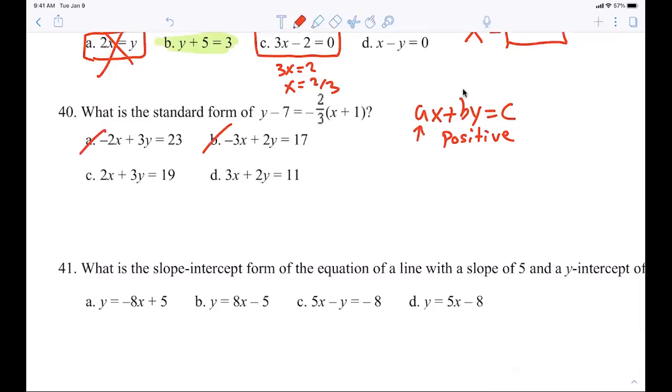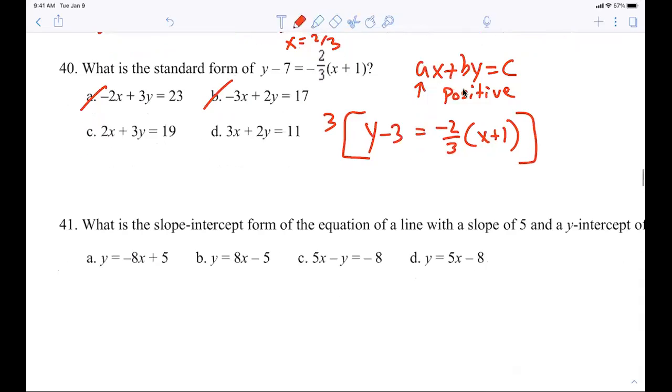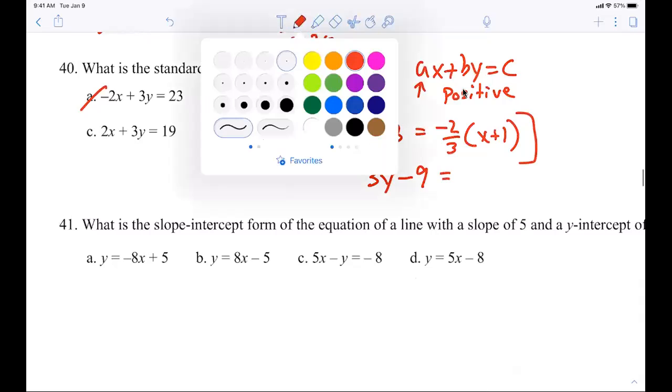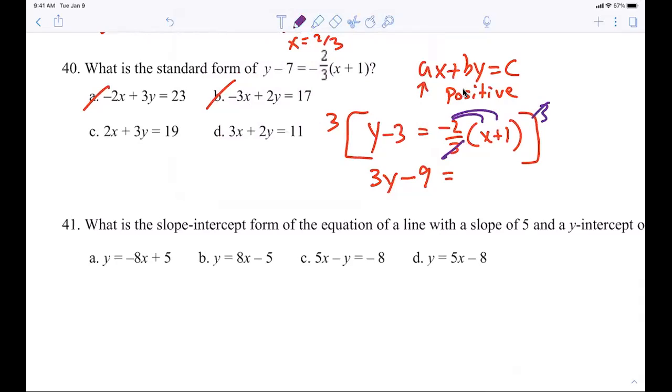All right. So now let's get to the work. Y minus 3 equals negative 2/3 times x plus 1. You're not allowed to have fractions, so we multiply both sides of the equation by 3. That creates a 3y minus 9. Then if you multiply the right side by 3, this 3 cancels. Now you distribute the negative 2, that becomes negative 2x minus 2.